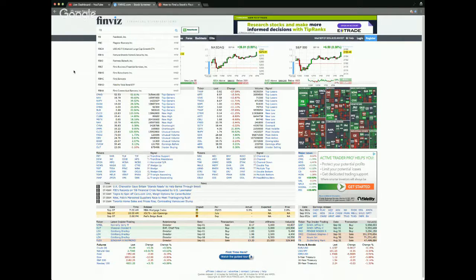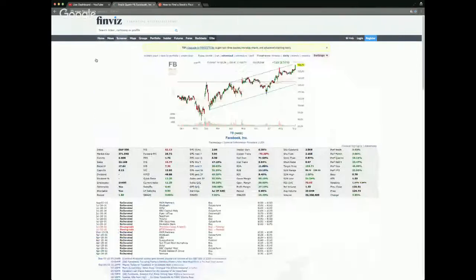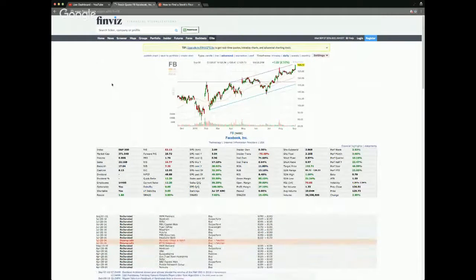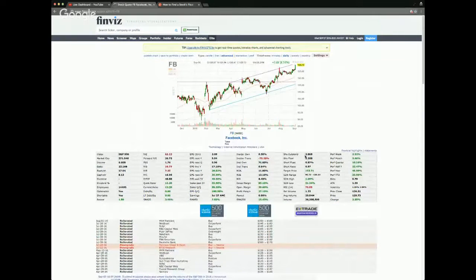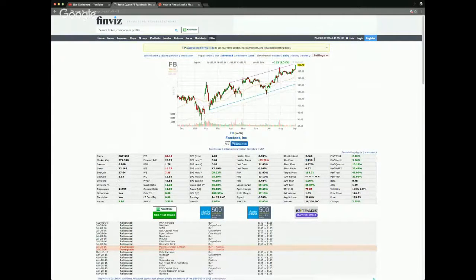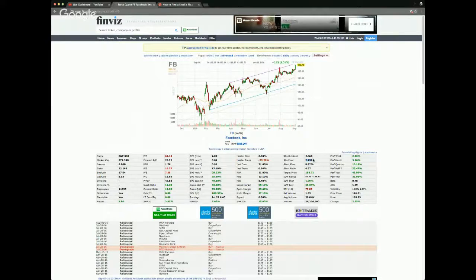So I'm on this website. This is what I use to look up floats. Finviz, F-I-N-V-I-Z. It is free. Finviz.com. Just go there. You can take a look at some stuff. So right here, this is how you'll find the float of a stock. This number right here, 25.5 billion. Give or take, you can always cross-check this against Yahoo Finance as well to see how many shares are available for trading.